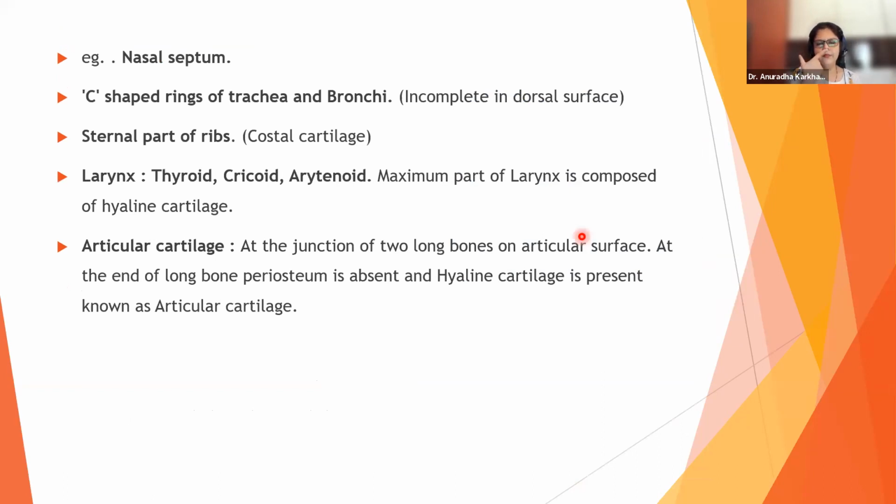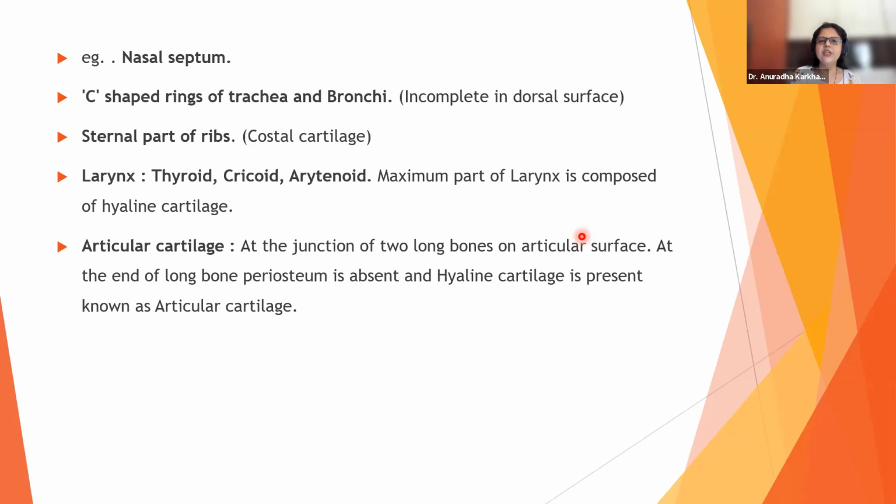Where is it going to be present? Nasal septum. Hyaline cartilage is present in our nasal septum. It's a part of our C-shaped rings of trachea and bronchi. It's going to be a part of the sternum of the ribs. There also is hyaline cartilage. In larynx, thyroid, cricoid, arytenoid. We have seen all of them. In breathing and exchange chapter, I had talked about thyroid, cricoid, arytenoid. I had talked about all of them. Maximum part of larynx is composed of hyaline cartilage.